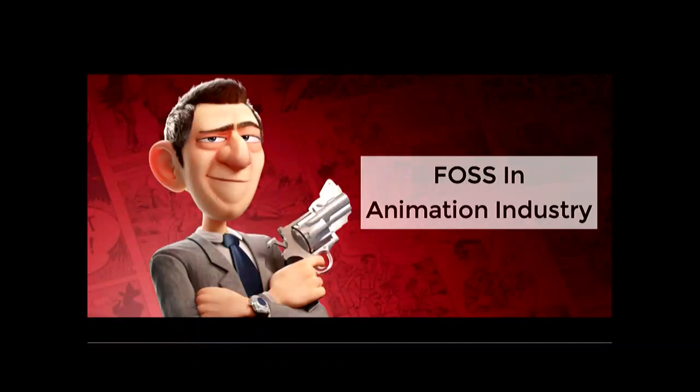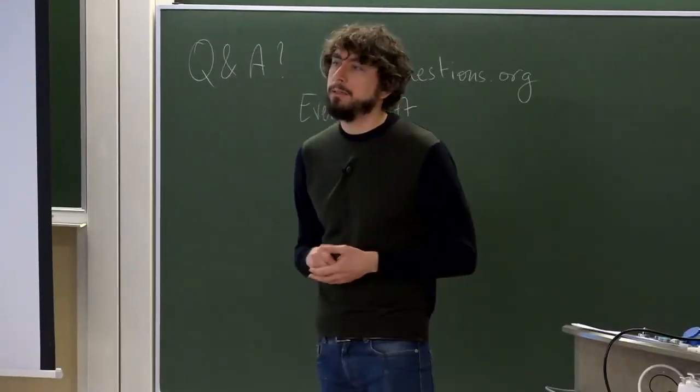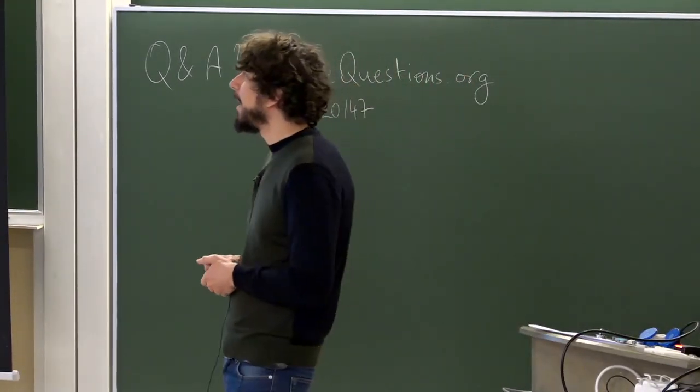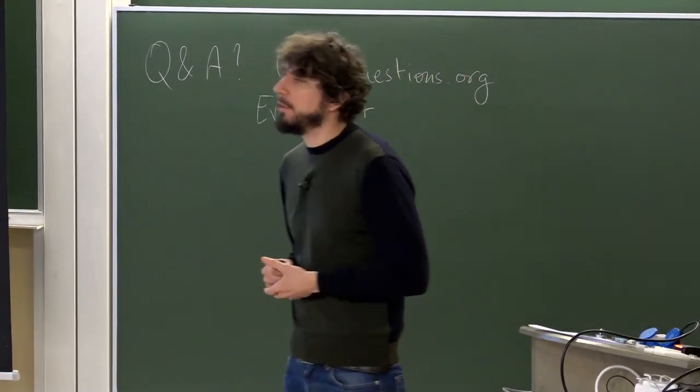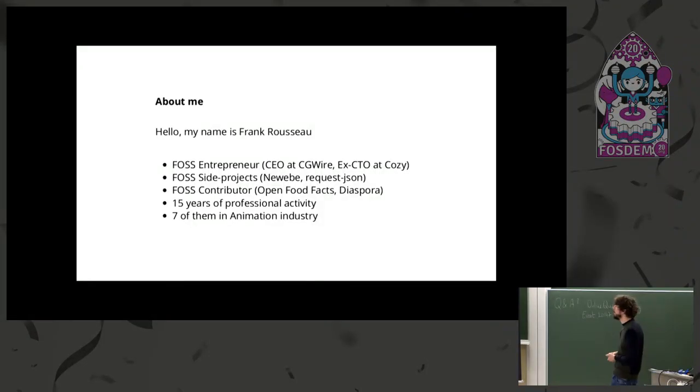Before going further, I'm going to introduce myself. I'm Frank Rousseau. I'm first an entrepreneur. I created a first company which was doing open source personal clouds. After that, I created a new company, CGWire, a very big company of 3 people, including me. At CGWire we work for the animation industry. We do production tracking software, but everything as free and open source software.